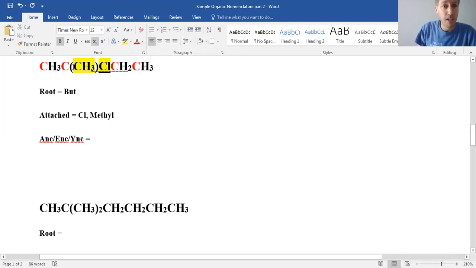This has 2. This counts as 1 thing. That CH3 counts as 1 thing being attached to it, because the carbon comes off, and then that carbon, what does it have attached to it? 3 hydrogens, all right? And there's a chlorine. So this is going to be an ane. It's all single bonds. So our root was 4.